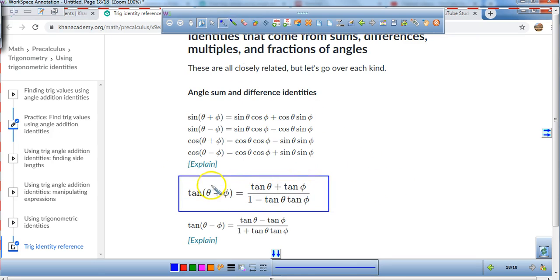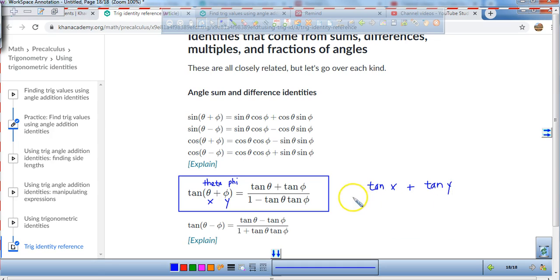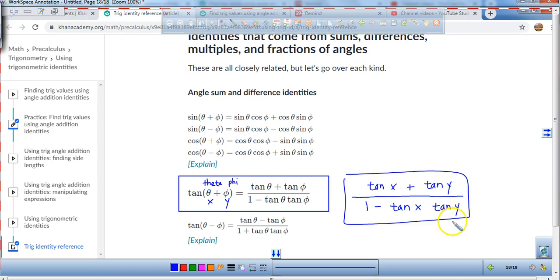So in your journal, I'd like you to change this theta, spelled T-H-E-T-A, and this phi, spelled P-H-I. We're going to change them to x and y. So I'm going to rewrite this as: we're going to find the tangent of x, meaning the measure of the angle, plus the tangent of y, all over 1 minus the tangent of x times the tangent of y. So that's what I'm going to be using, and x and y just mean the measure of our angles.